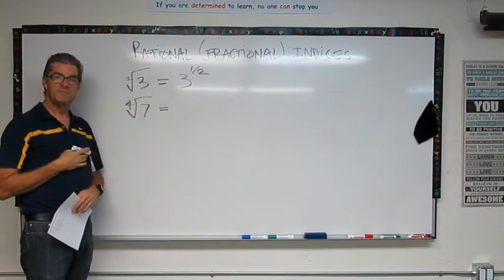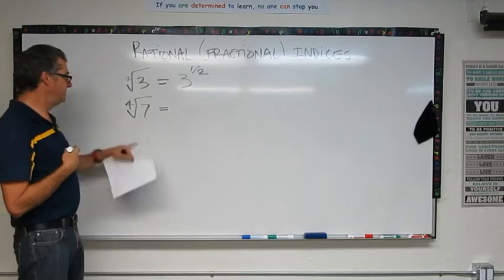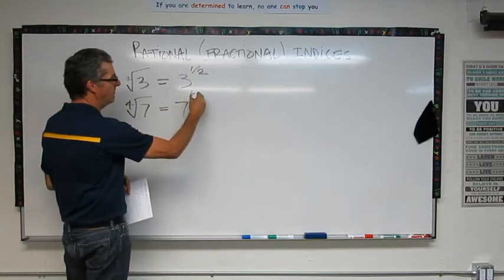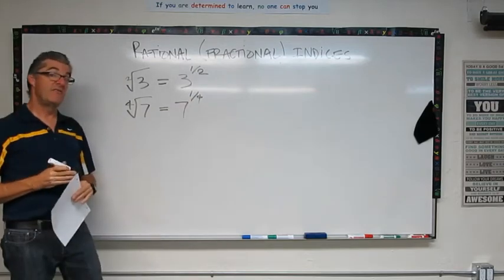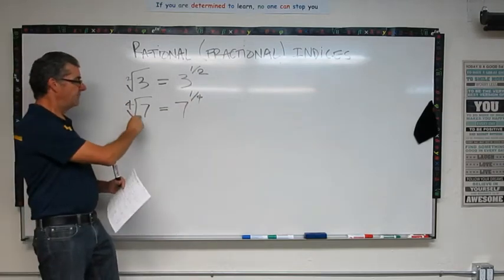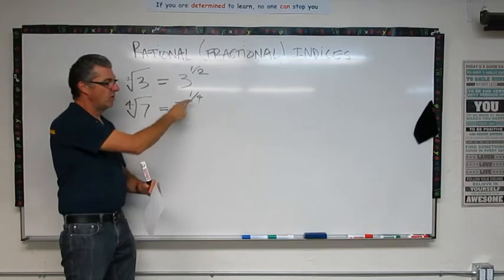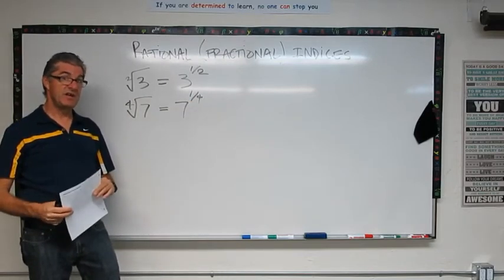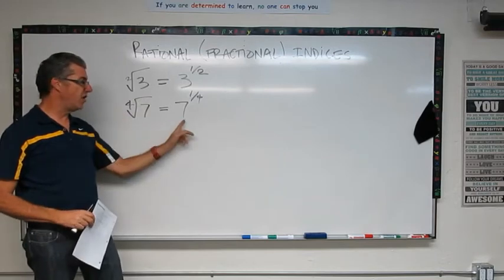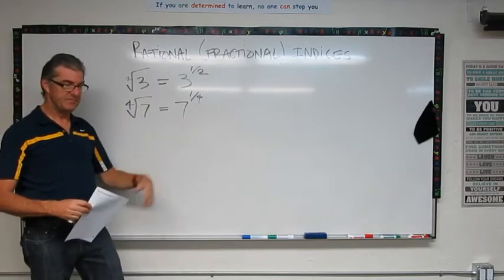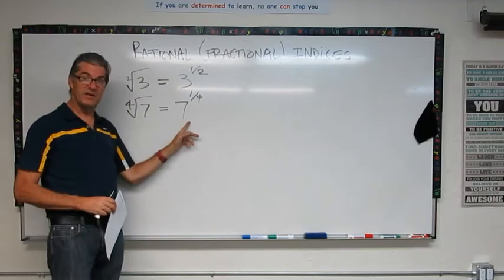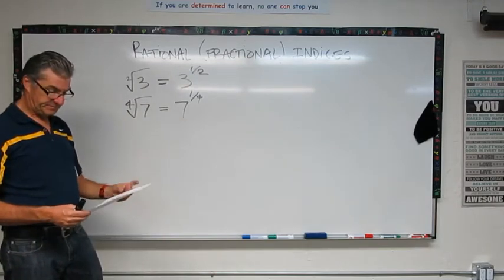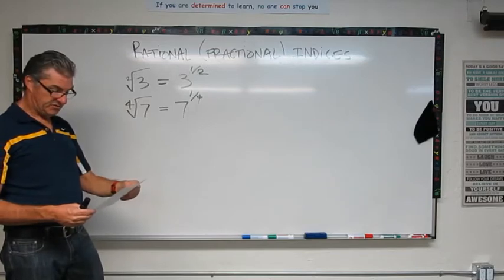Pause the video. Okay, let's see what you got. The 4 out here means we are using the 1/4 power. So that's the 4th root of 7, or 7 to the 1/4 power. What they're asking us here is what number times itself 4 times would get us all the way up to 7. Okay? If you're curious about what that number is, you can put it in your calculator and see what you get. Let's try one more.